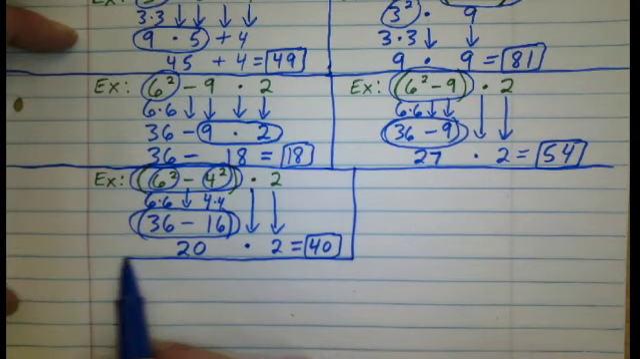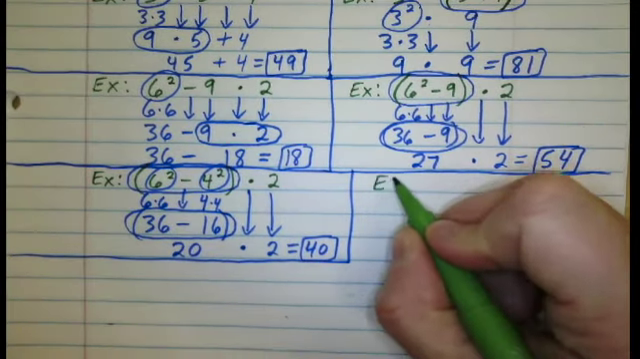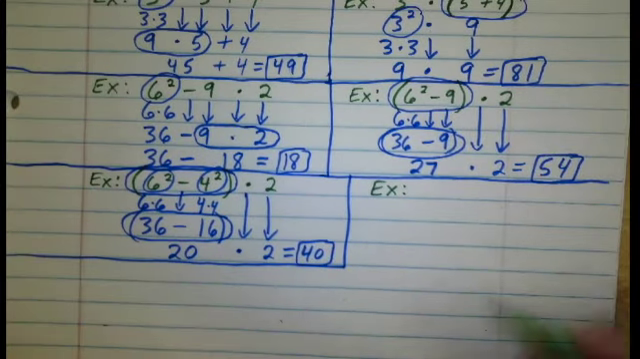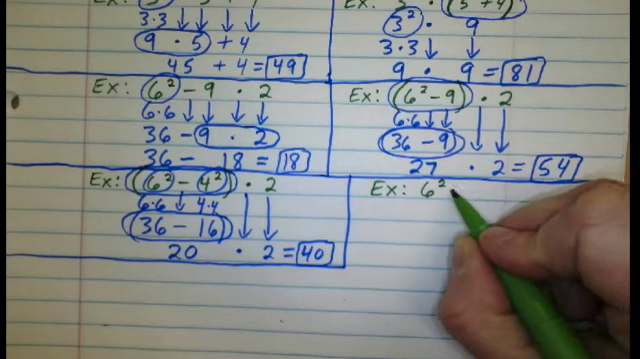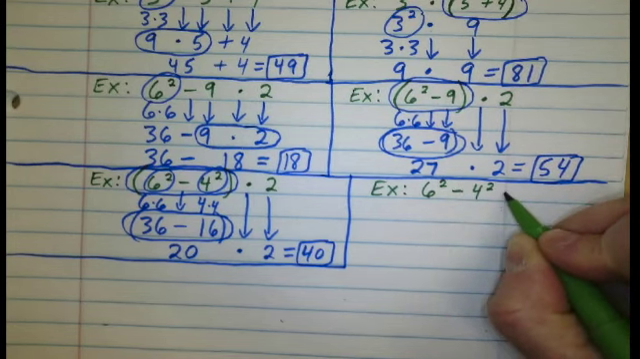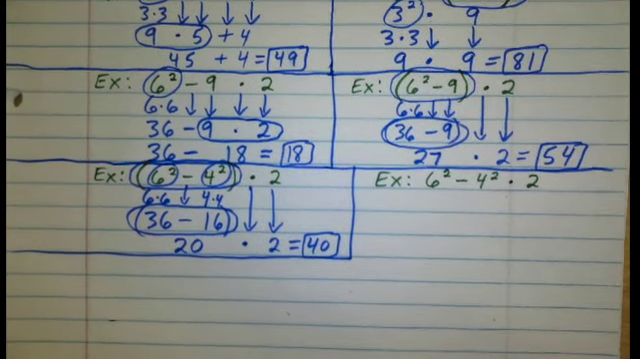The last example that I'm going to do looks very similar to the problem I just did, except there are no parentheses in it. I would like you to try to do it before me, and then I will do it slowly after you. 6 squared minus 4 squared times 2. And a lot of people think, oh, we're going to get the exact same answer as we did there. However, you do not. So I'm going to give you a chance to work this.